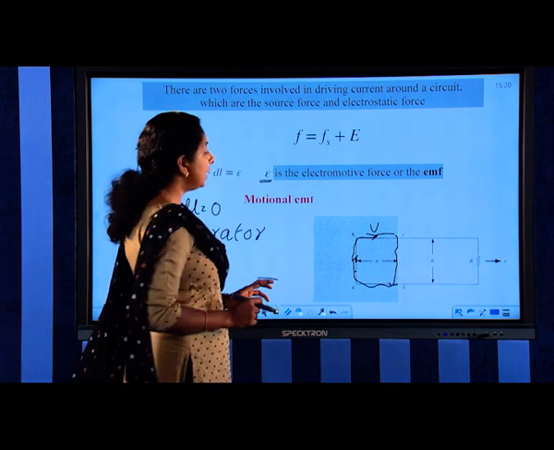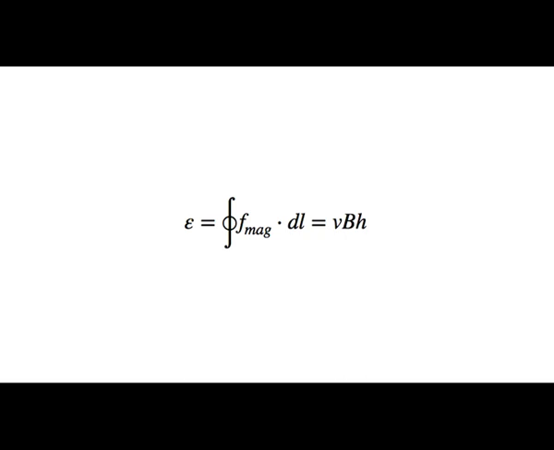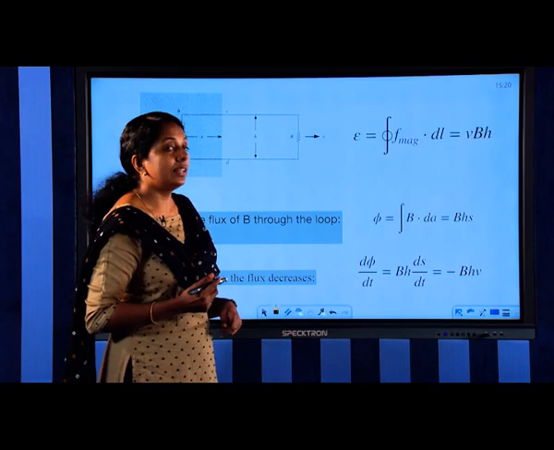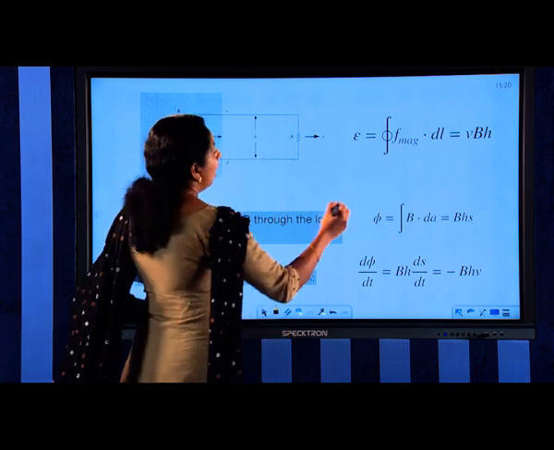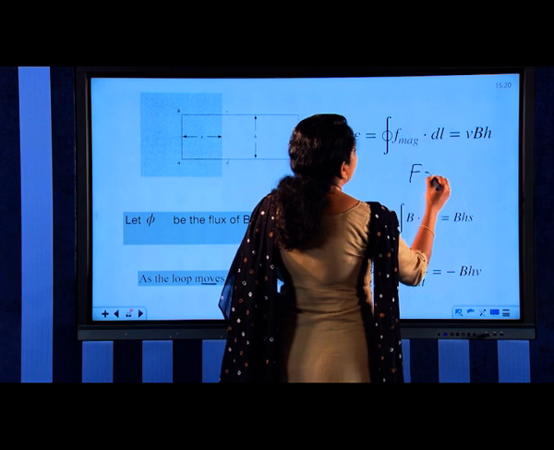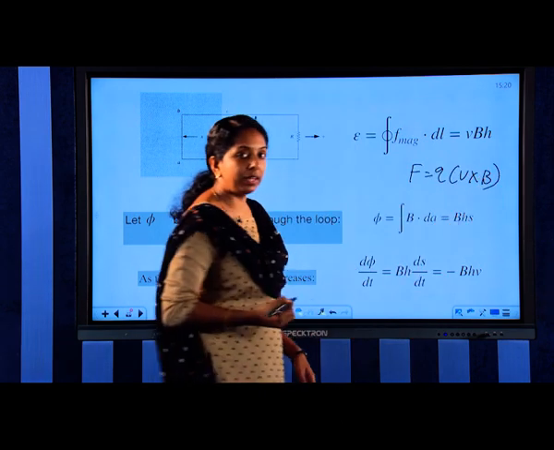And now we can see the expression for EMF. EMF is given by the integral over closed loop F dot dl, where F is the force per unit charge. In this case the driving force is the magnetic force, that is Q V cross B. This is the total magnetic force.